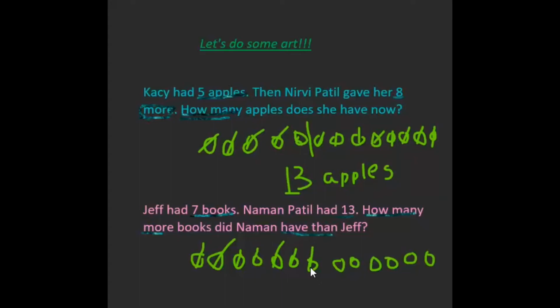Now that we took out 7, we can just erase these 7. Or actually, I'm not going to do that, because I want you guys to see the work that we did. So I'll just cross out these 7. We know that these 7 are out, because this is the amount of books Jeff had. Now we can just count the ones that are not crossed out. So 1, 2, 3, 4, 5, 6. That means I have 6 more books than Jeff has. So 6 books.